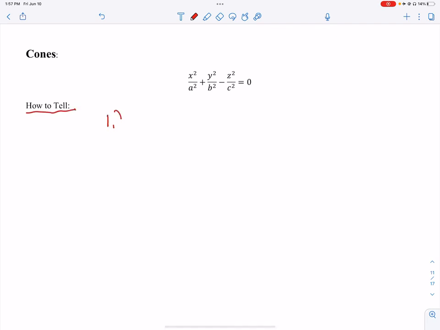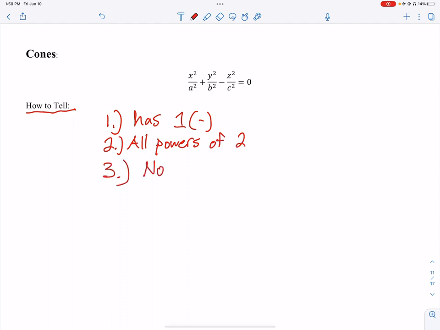All right, so it has one negative, all powers of 2. And then the third thing, there is no constant, meaning there's a 0. So there's no 1 this time, or any number, it's just 0.